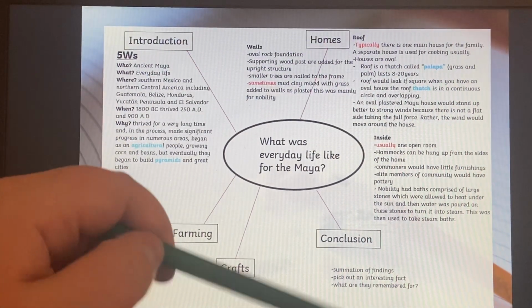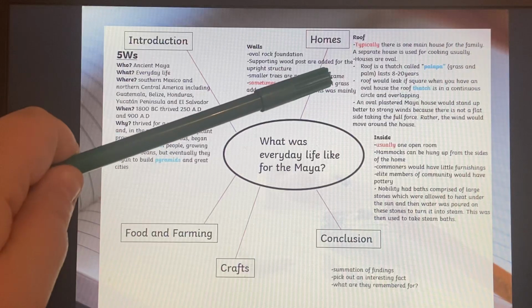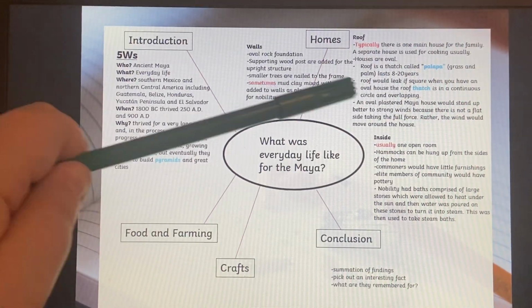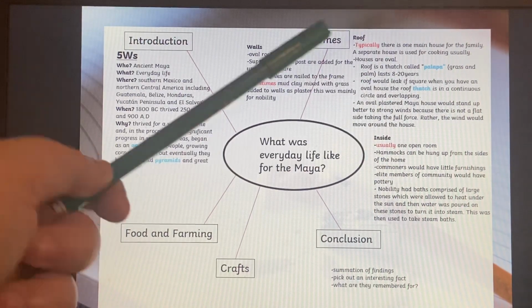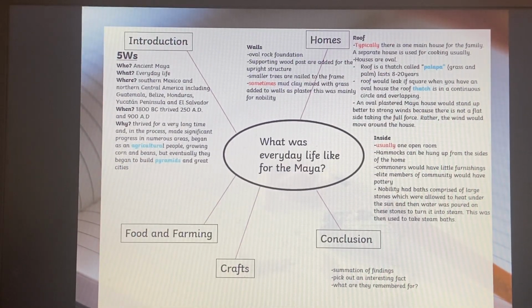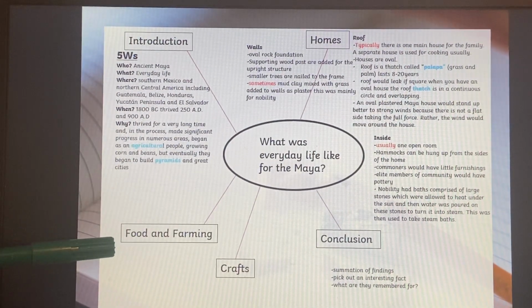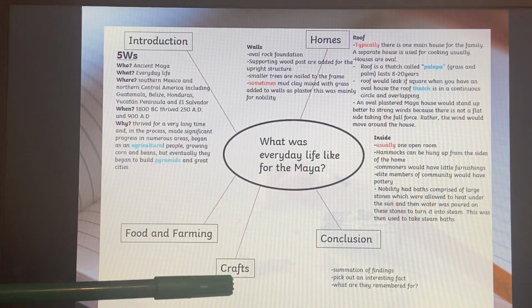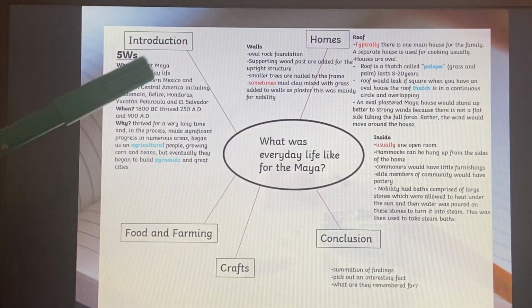Or what I might want to do is combine these two parts and have the exterior of the house, or structure of the house, and then have this one with a separate subheading of inside the house and include my facts that I found. I would then repeat this process, finding facts about the food and farming and the crafts. And then my last section would be the conclusion.